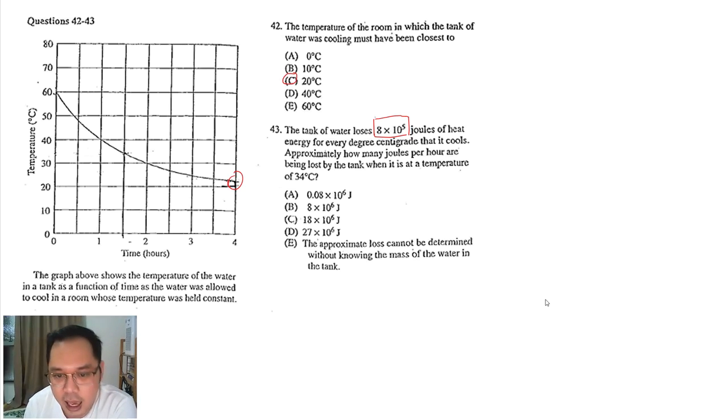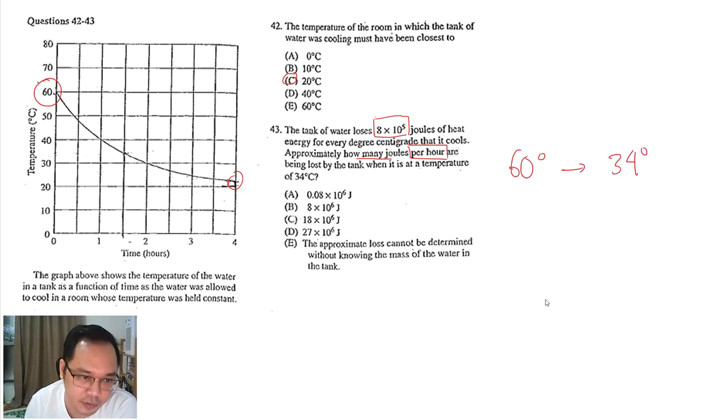The question is how many joules per hour? The question is per hour. So we need to determine how long it takes for the water to decrease from the initial temperature, which is 60 degrees, to 34 degrees. And we see from the graph 34 degrees is here. So the time is about 1.5 hours.